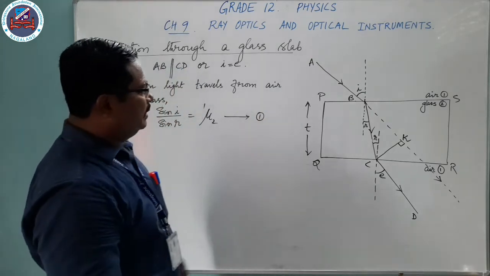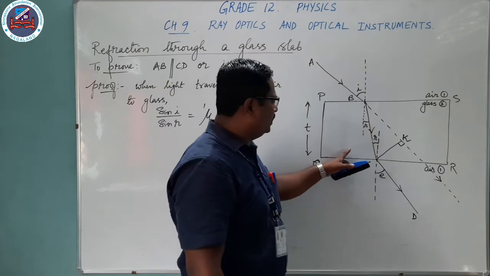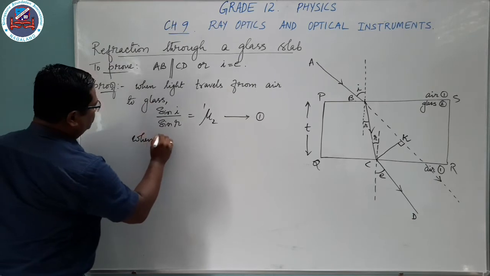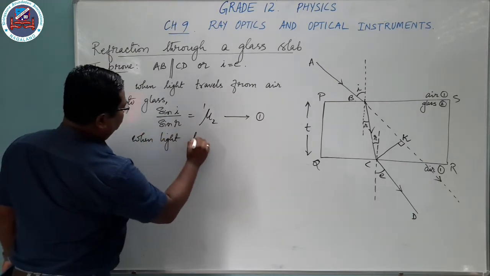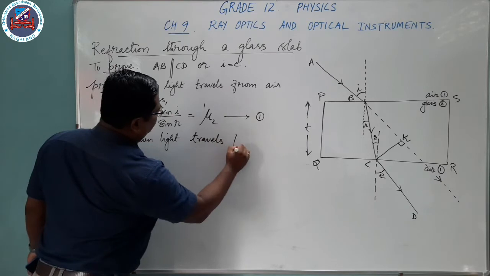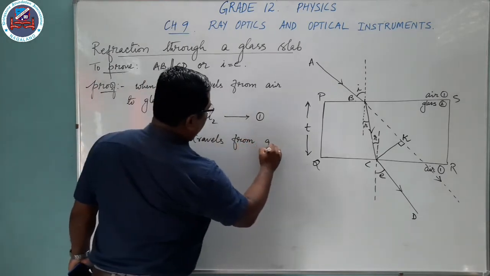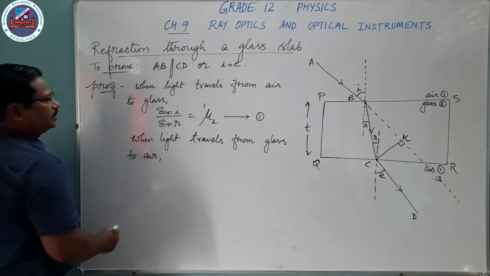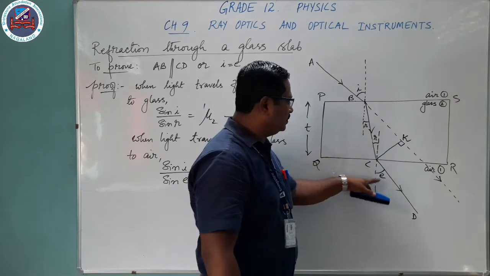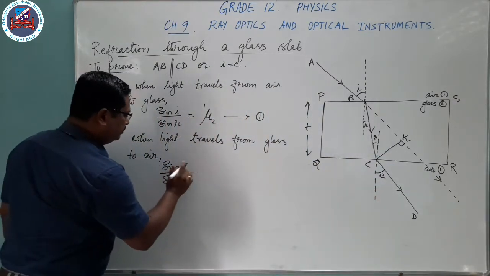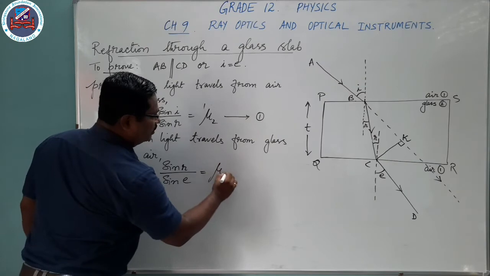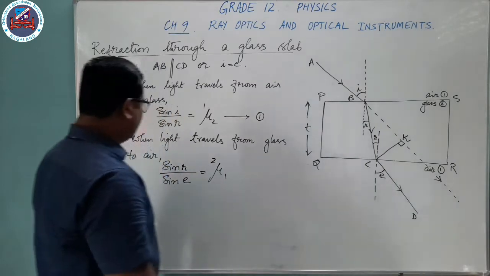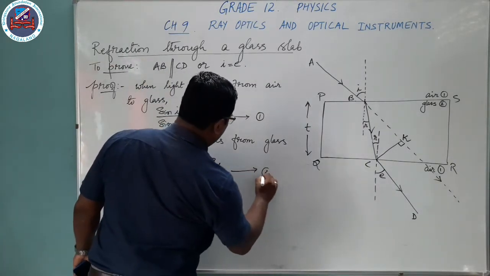The next, again, when light enters from glass to air, again use Snell's law. Here you get sin R by sin E equal to refractive index of first medium with respect to second. Let us mark this as equation number 2.